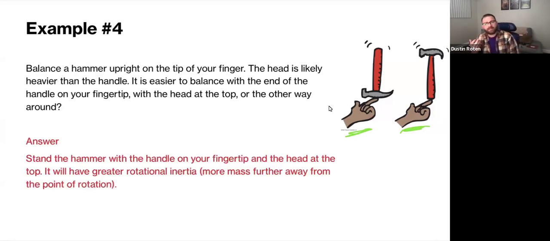Well, it would make sense to stand the hammer with the handle on your fingertip, right? So handle on the fingertip, and the head away and at the top, like this. It will have a greater rotational inertia. You've got more mass up at the top, and more mass far away from this point of rotation. That's going to make it harder to tip over. So this is the way you'd want to do it.